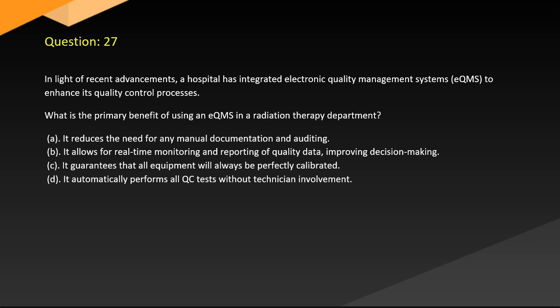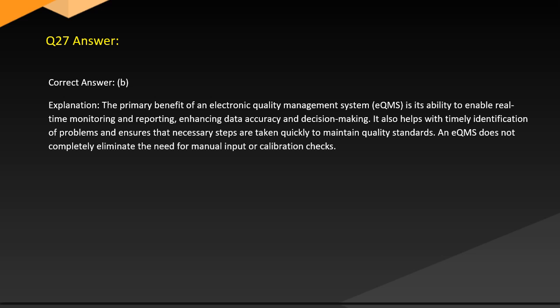C. It guarantees that all equipment will always be perfectly calibrated. D. It automatically performs all QC tests without technician involvement. Answer. Correct answer: B. Explanation. The primary benefit of an electronic quality management system is its ability to enable real-time monitoring and reporting, enhancing data accuracy and decision-making. It also helps with timely identification of problems and ensures that necessary steps are taken quickly to maintain quality standards. An EQMS does not completely eliminate the need for manual input or calibration checks.